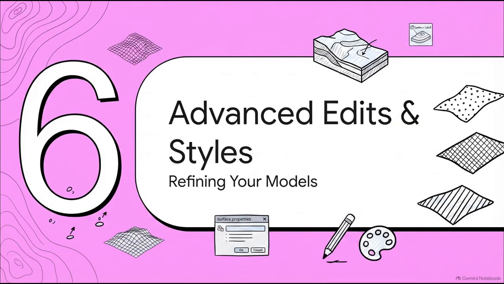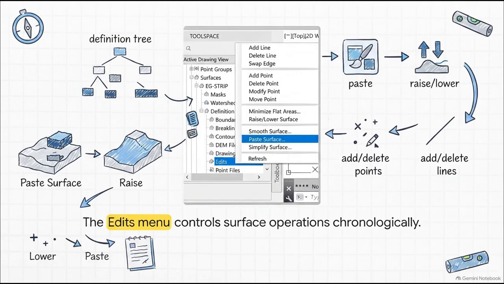And finally, Section 6, Advanced Edits and Styles. If you expand that definition tree just a bit further, you'll hit the Edits menu. Think of this as your command center for localized surface operations. You can paste one surface directly into another, you can raise or lower the entire surface elevation all at once, or you can manually add and delete specific points and lines.